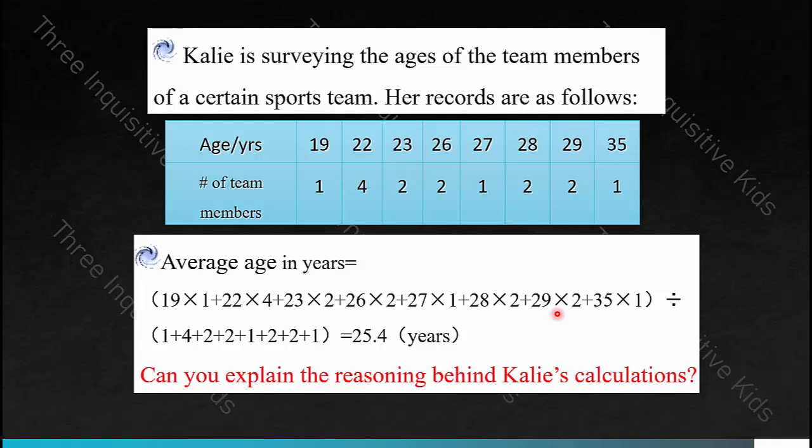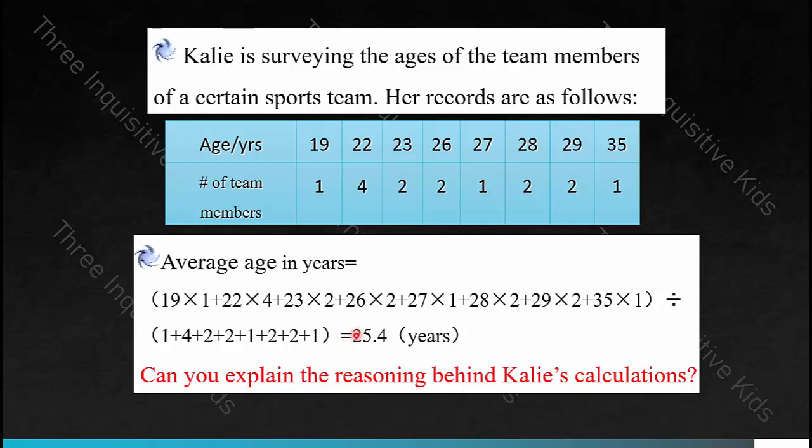So you first add that up. And then the divisor of this equation is the number of team members. So it's all of their ages divided by the number of team members. You add all of these bottom row numbers up, you divide, and then you get 25.4 years. So their average age would be 25.4 years. Can you explain the reasoning behind Kaylee's calculations?